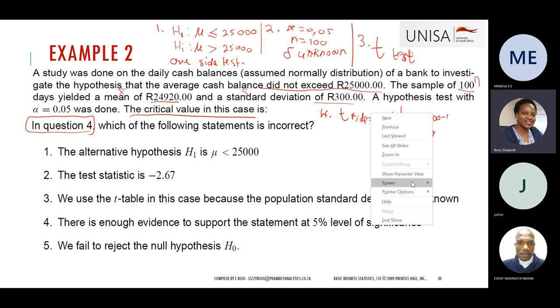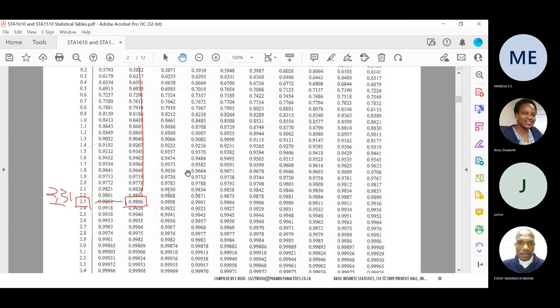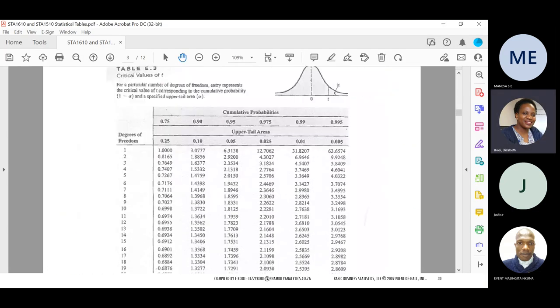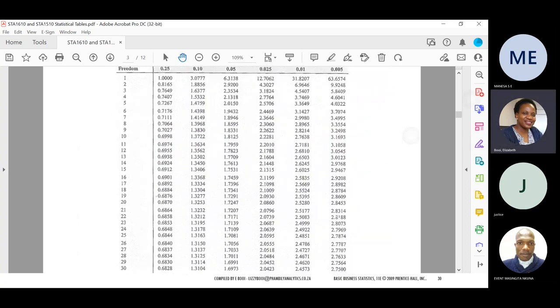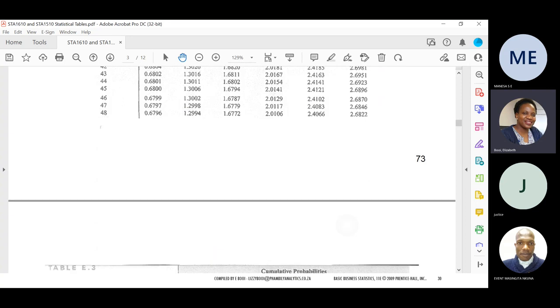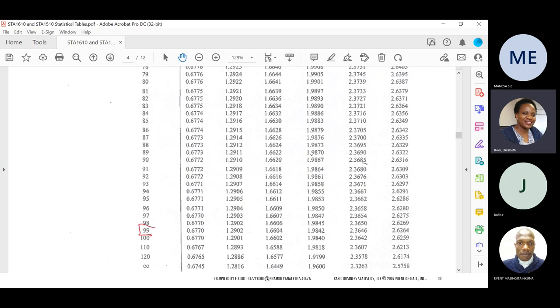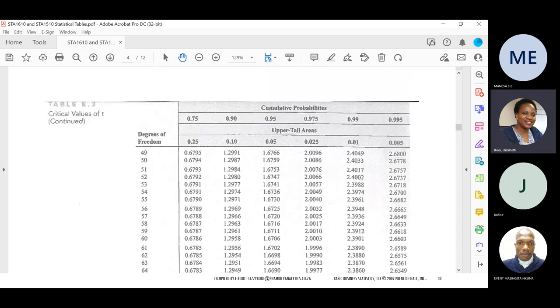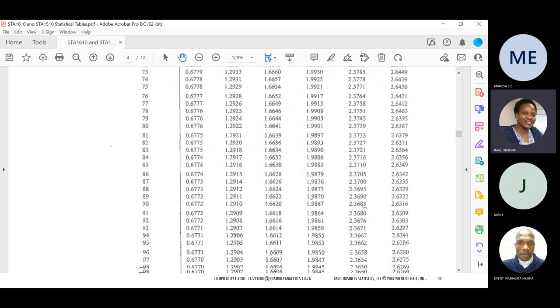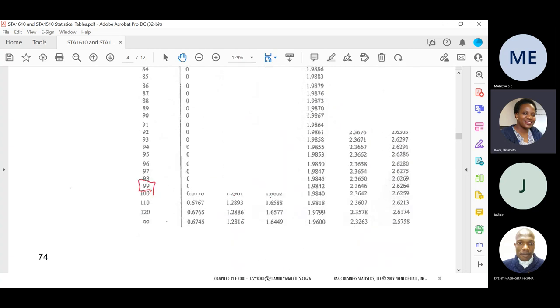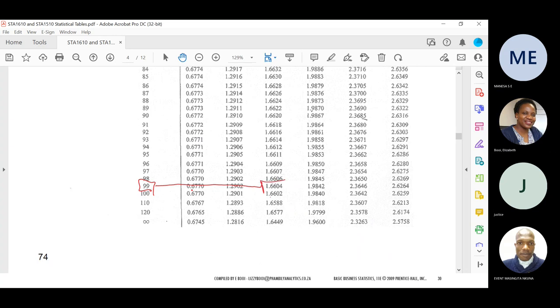So let's go to the t table. There is our t. Let's go down until we get to the hundreds, and there is 99. We're looking for 0.05, so it's the third column: 1, 2, 3. Going down the third column, we get 1.6604.